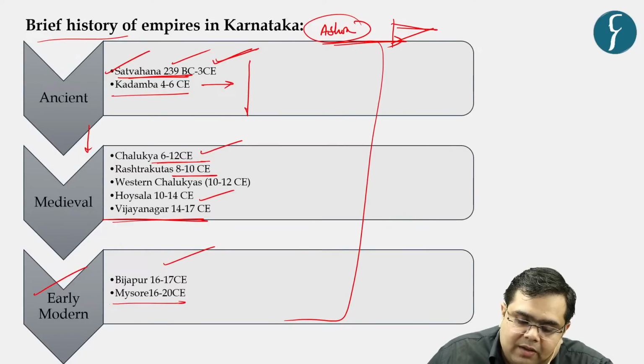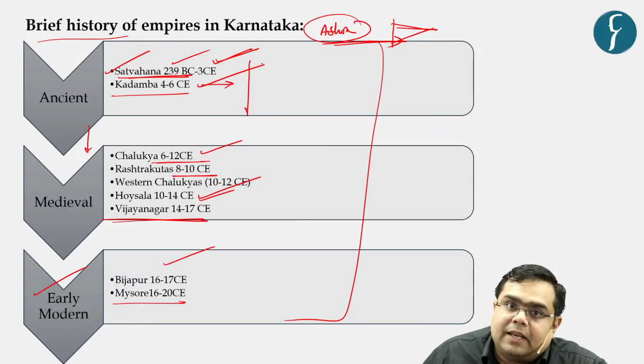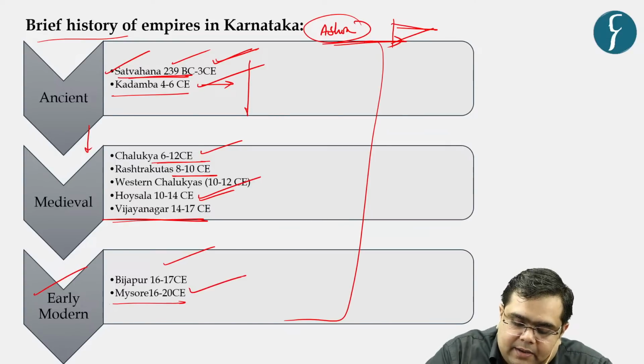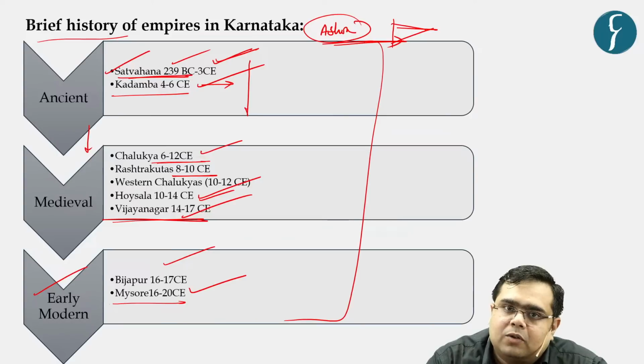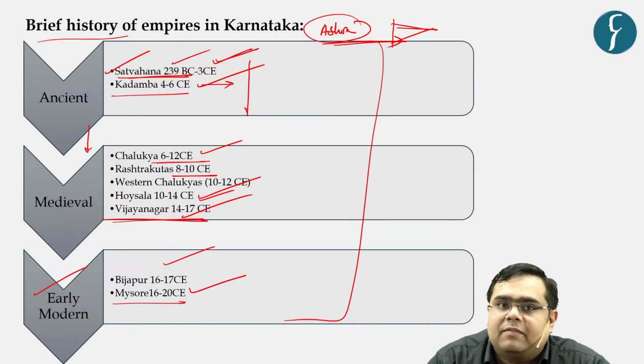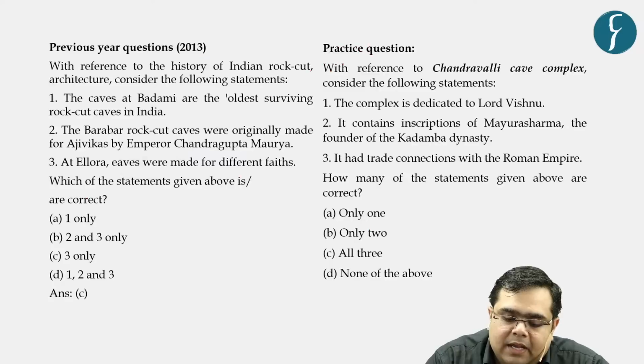So you see, where is Hoysala? Here in the medieval. Kadamba, where is Kadamba dynasty? In the ancient times. And artifacts from Vijayanagar, early modern times, have also been found. So artifacts from all the ancient, medieval and early modern eras have been found at this particular site. So that is why this site becomes important.